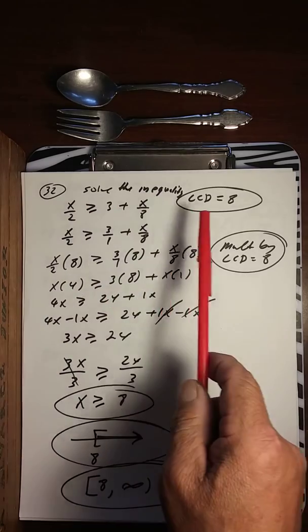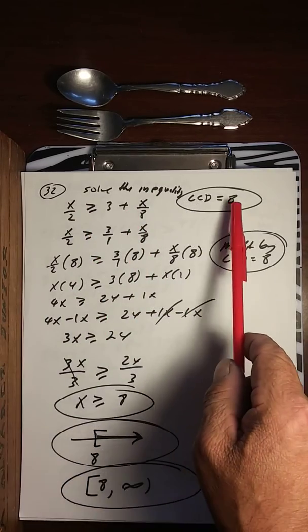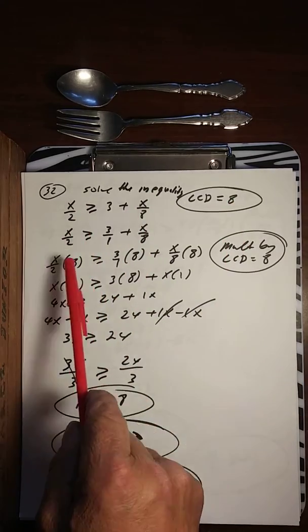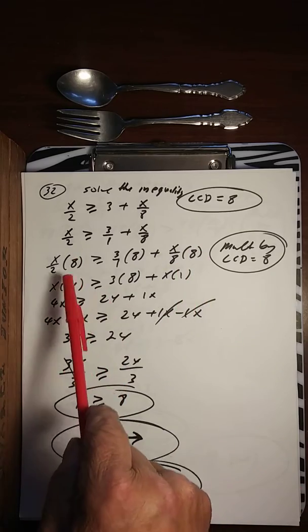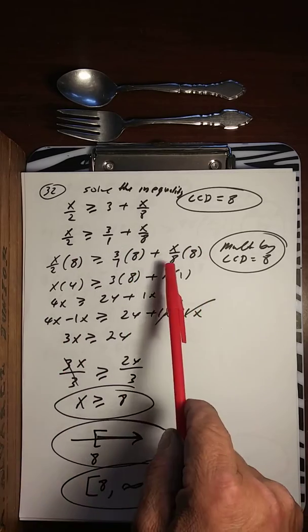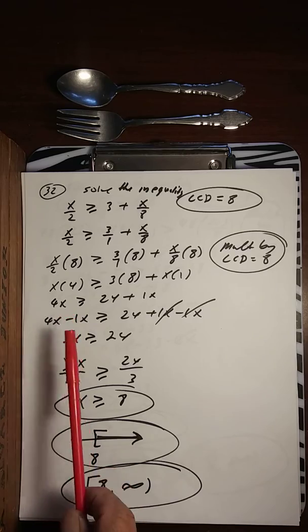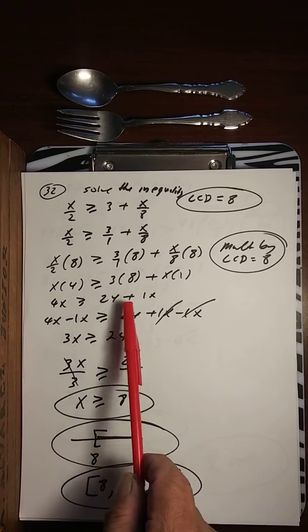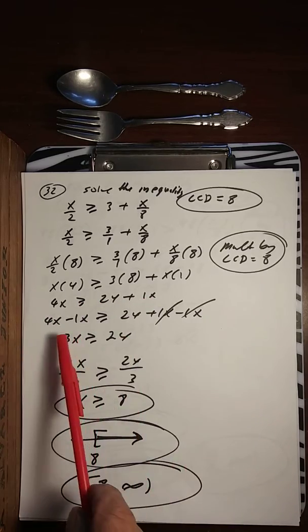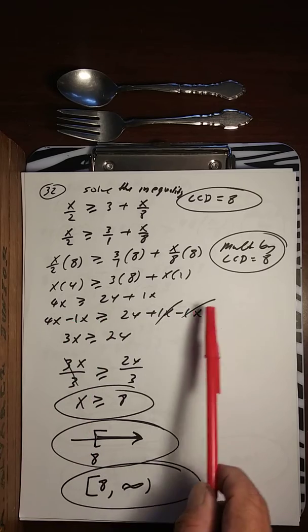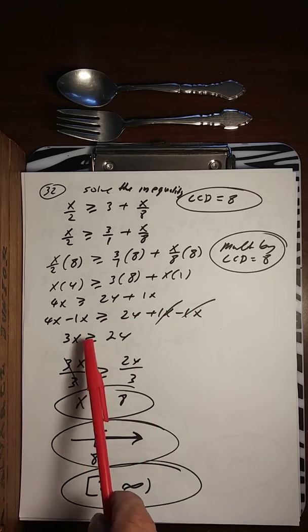Another inequality. So let's multiply this one by the LCD, which is 8. Everything by 8. So 2 divides 8, yes. 1 divides 8, yes. 8 divides 8, yes. So now we have 4x greater than or equal to 24 plus 1x. Now I'm going to subtract 1x from both sides. These are gone. So that's going to be 3x is greater than or equal to 24.